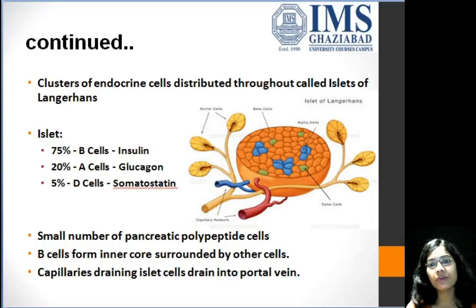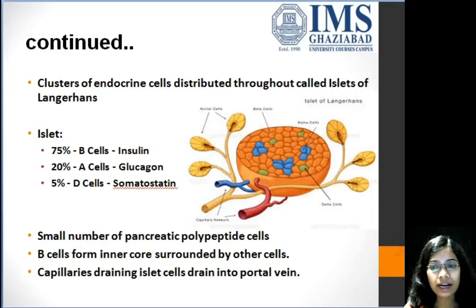which basically form somatostatin. Insulin hormone, as we all know, controls the sugar level, whereas glucagon has an antagonistic feature to insulin, meaning the glucagon hormone increases the sugar level in the body, whereas the insulin hormone decreases the sugar level in the blood, whereas somatostatin is another hormone.